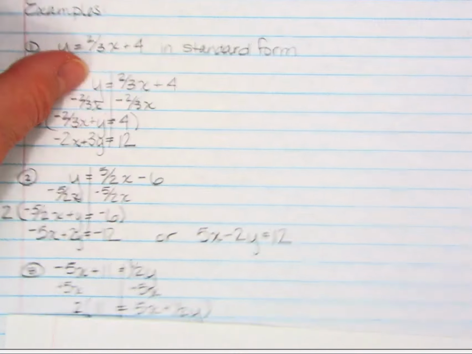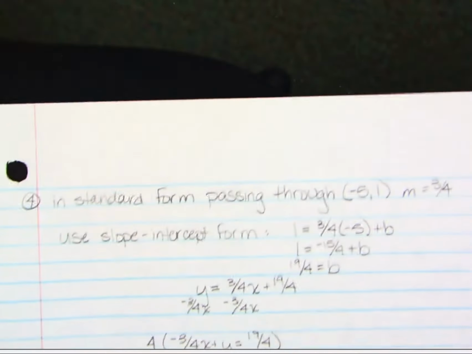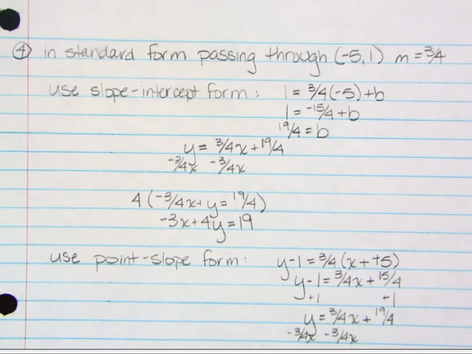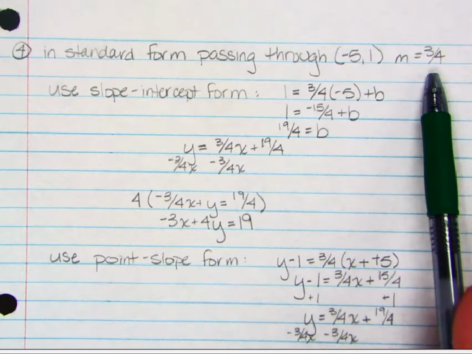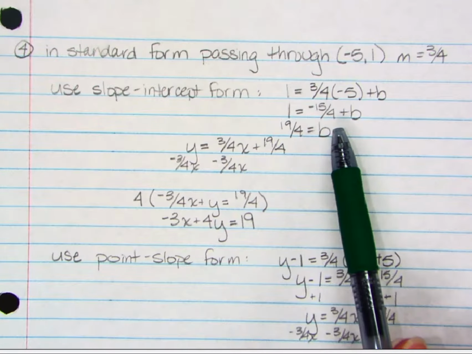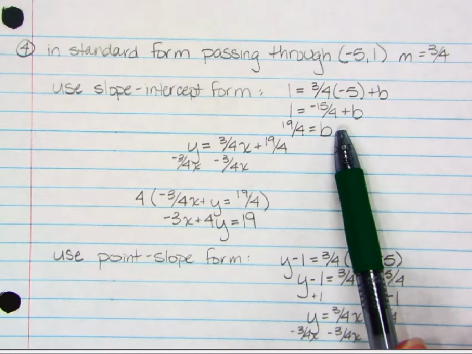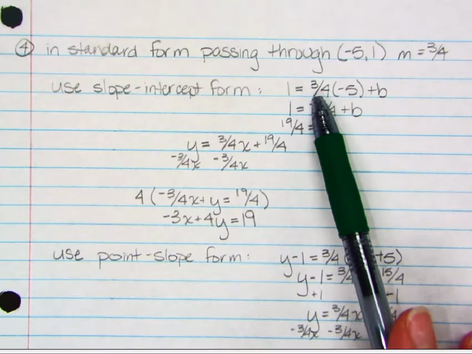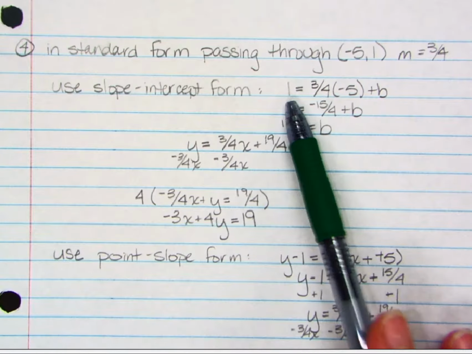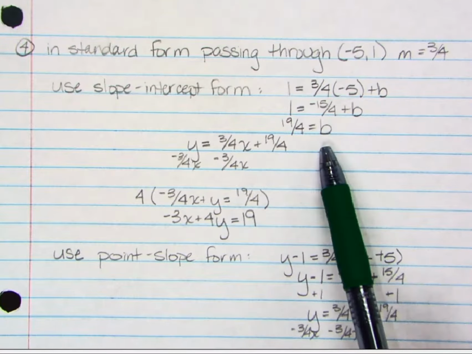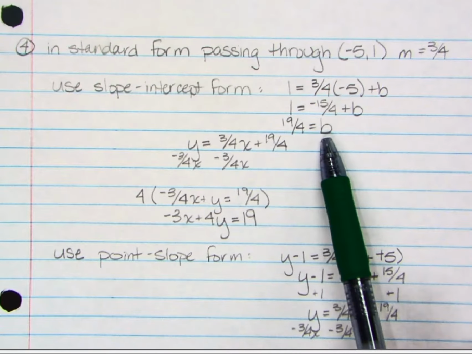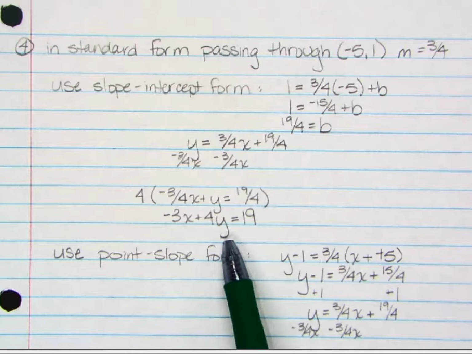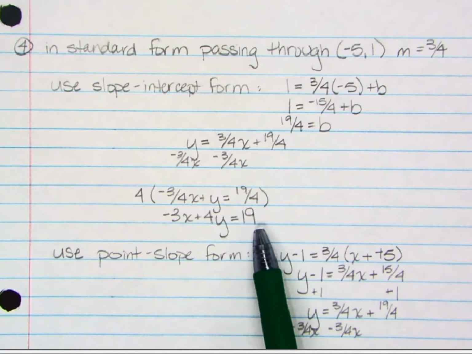Okay, here's another problem. Here it's in standard form, and I want you to write the equation that goes through this point and has this slope. So I have two options. I can use slope-intercept form, which is to find my intercept. If I have my slope, plug in y and x and my slope and solve. Then once I have b, I write it in slope-intercept form and solve as I did on the last three problems, and I get my equation.